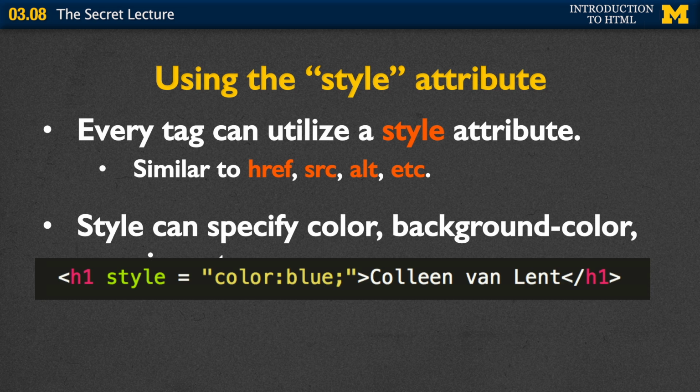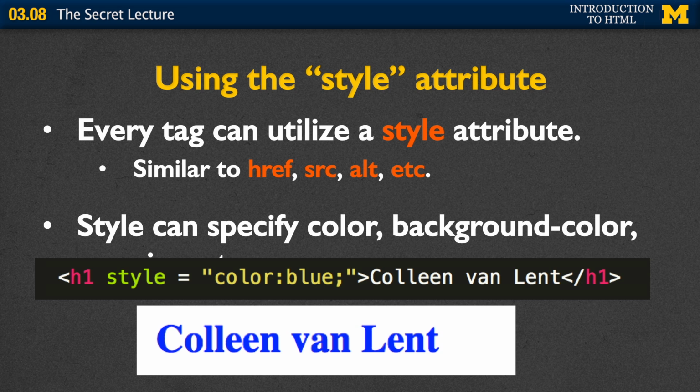So this is how it works. Inside the tag that you want to change, you put the start tag, you put the word style equals, and then inside double quotes, you're going to put what we call the property and the value. So in this case right here, I've said, hey, for this one H1 tag right here, I want you to make Colleen Van Lent show up in blue text. So let's take a look. There you go. Everything else is still the same. Use the default H1 size, the default H1 font, but we've made the color blue.